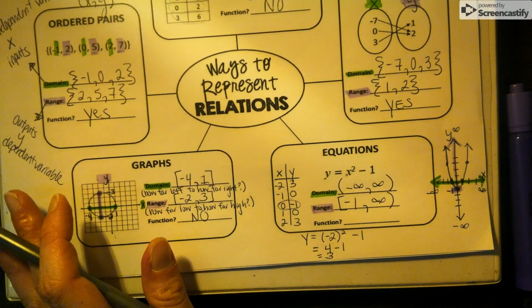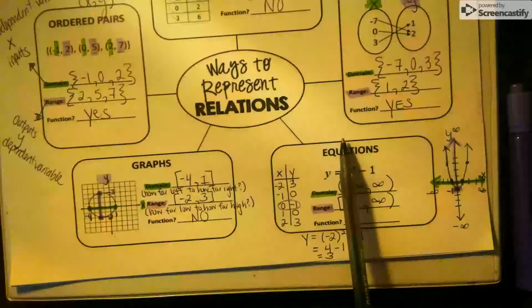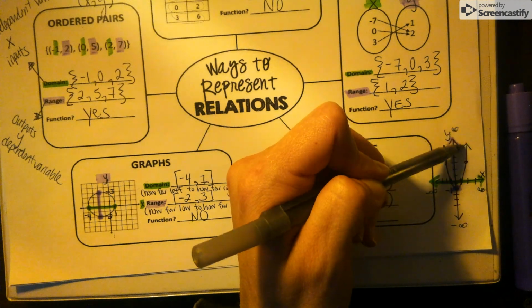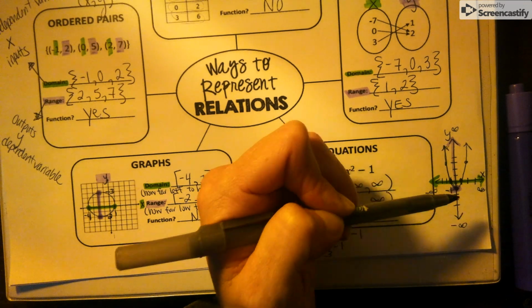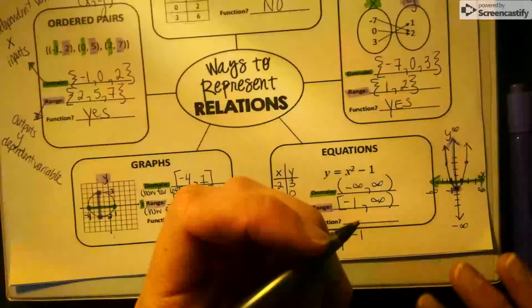So finally we come to whether this equation is a function. If we look at our quick sketch of a graph, if we were to draw a bunch of vertical lines, we would see that our vertical lines would only pass through the graph once. So it would never pass through more than one spot. So that's what makes this a function.